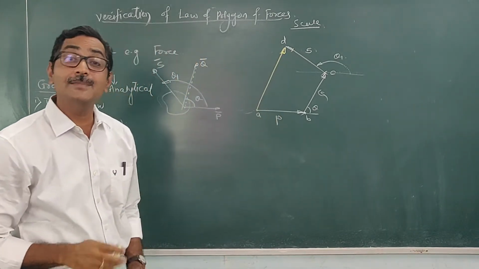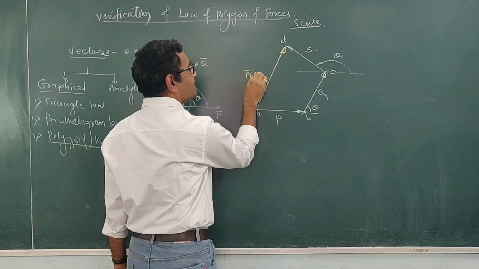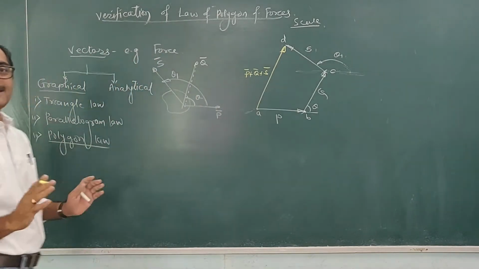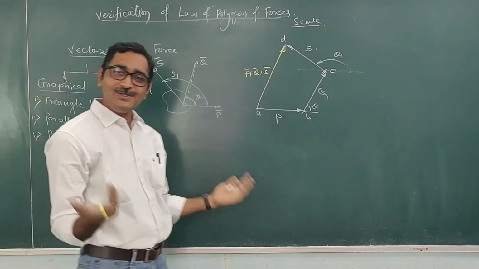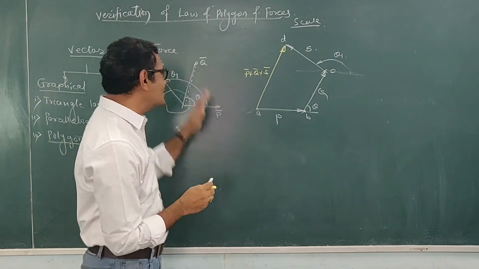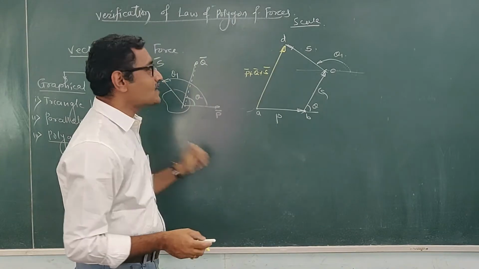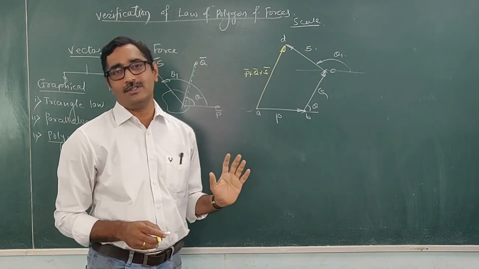represents their summation. So this line AD represents the vector P bar plus Q bar plus S bar. This gives you the summation. Closing side represents the summation of that vector. Here in triangle law also it is similar, but in triangle only two forces are there. That's why this figure we got as a triangle. When more than two forces are there, this is the polygon, and it is known as the law of polygon.